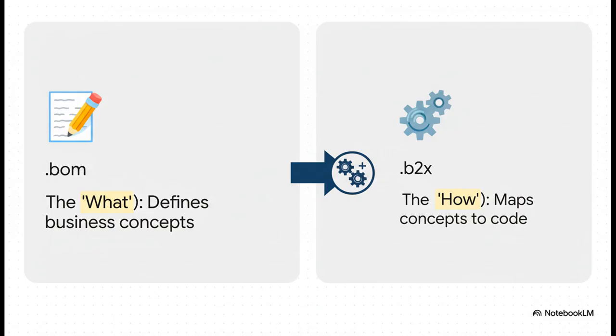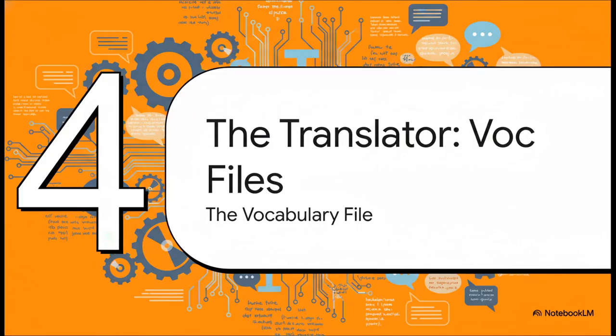The .b2x file is the how. It's what maps those concepts to the code that's actually going to do the work. Two different jobs, two different file formats, but they work together perfectly. All right, so we've defined our business terms and we've connected them to the code.